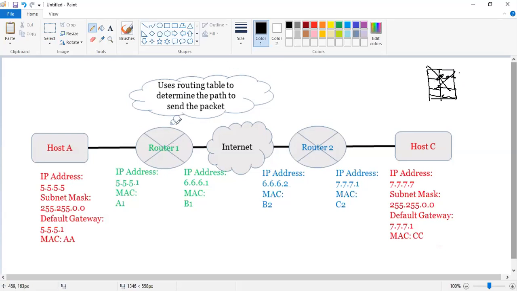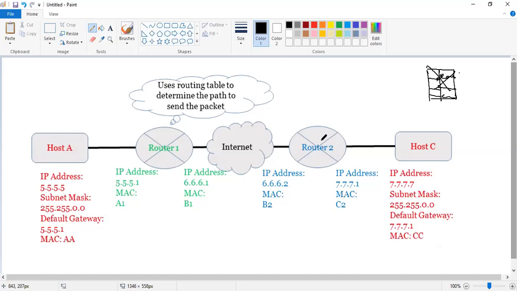The routing table will have the information, I'm just giving it logically. It won't be exactly like this, but to understand at a basic level, the router will keep track of how many networks it is connected to. Their IP addresses will be available in the routing table. Now it has come to know that to reach 7.7.7, it has to communicate with router 2. It has determined that. But how to reach router 2?